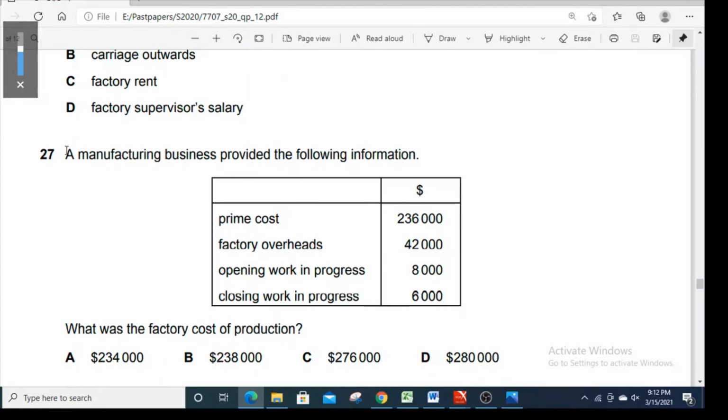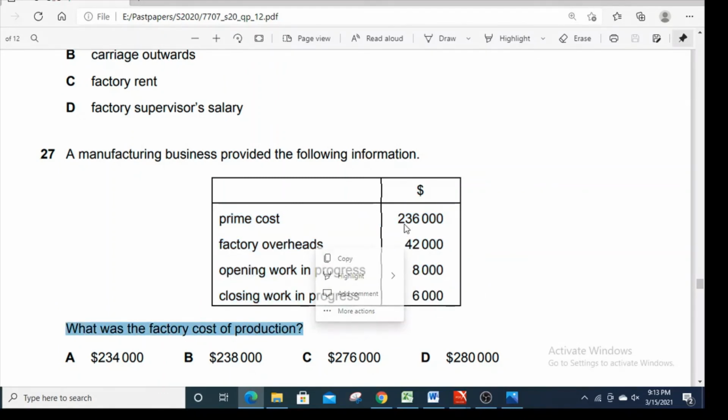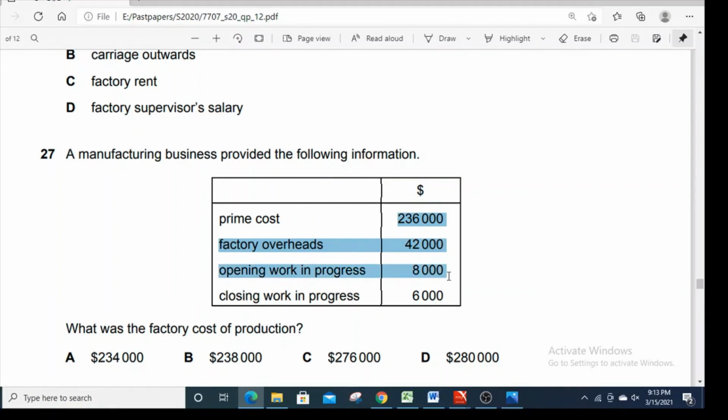Number 27, a manufacturing business provided the following information. We have prime cost, factory overheads, opening work in progress, and closing work in progress. What was the factory cost of production? Very, very simple. We add prime cost, 236,000, factory overheads, and opening work in progress of 8,000. And from the sum, we subtract closing work in progress of 6,000. Answer is 280,000, which is option D.